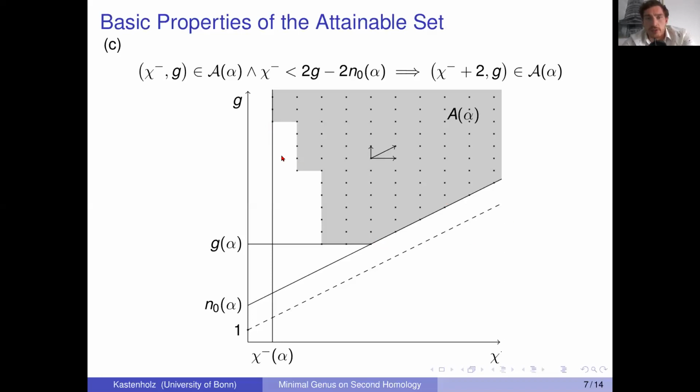There's much to be said about the structure of the attainable set. So it always looks like this, that we always have these steps here. This basically just comes from these steps we have here. And it would be interesting to know what kind of structure can actually arise as attainable sets.